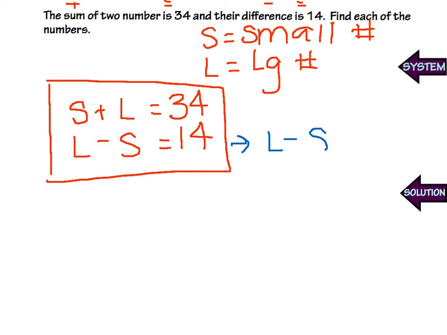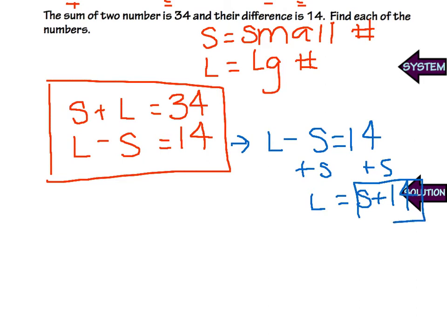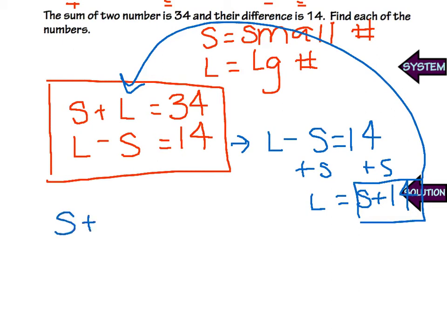So L minus S equals 14. I'm going to get L by itself by adding S to both sides. Now be careful with your S's because as you can see, my S is starting to look like a 5. So you want to make sure you can read all your work there. So L equals S plus 14. That equation came from the second equation, so I need to substitute S plus 14 into the first equation wherever I see L. Okay, so I'm going to rewrite that equation. S, instead of L, I'm going to put S plus 14.